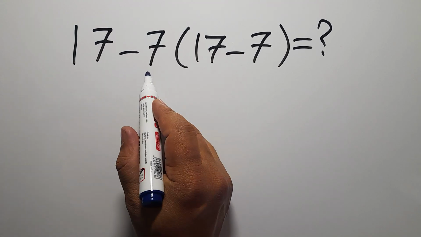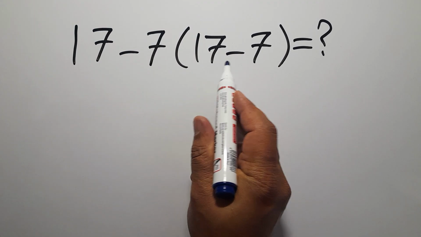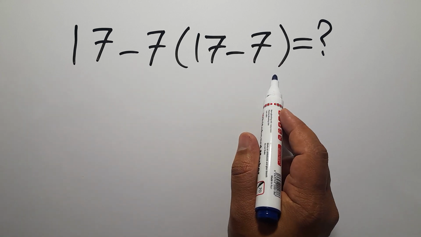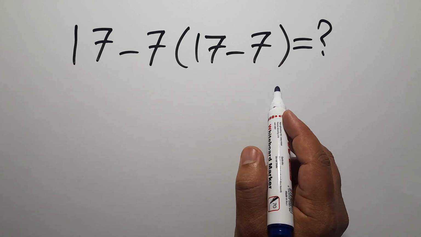17 minus 7, then times 17 minus 7. Our goal is to find the value of this expression. Are you ready to solve? Let's go and get started.